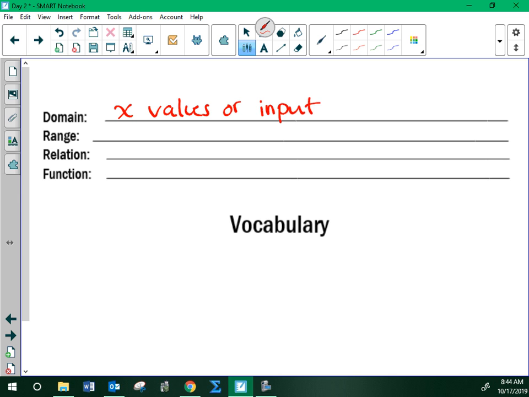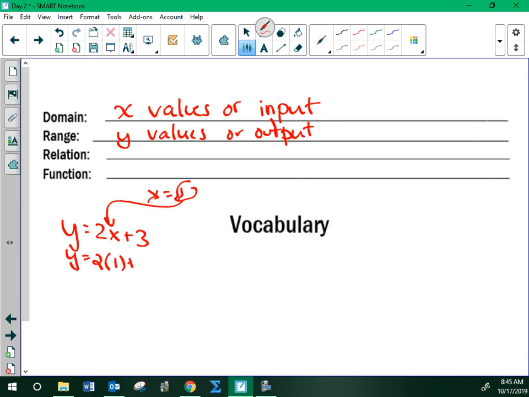Input is what we're putting in, so x values are also true. Our range is y values or output. Earlier in this last unit, we would solve for y, and we might have had an equation like y equals 2x plus 3. You don't need to write this down. We would take an x value, let's say x equal to 1, and put it in for x. So I would have y equals 2 times 1 plus 3. That was my input. Then I would simplify and get an output of 5. So when x equals 1, y equals 5. This was my input, this was my output.